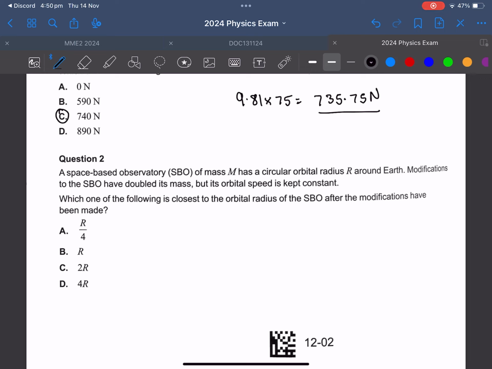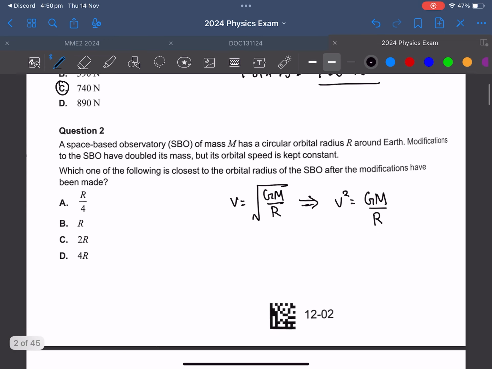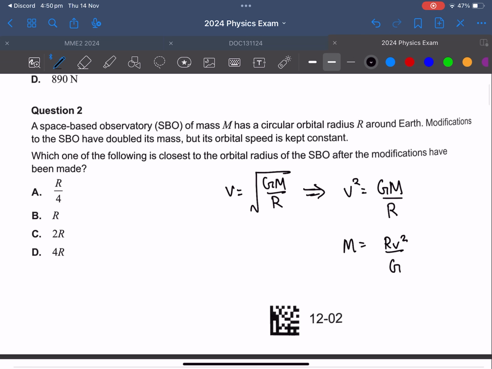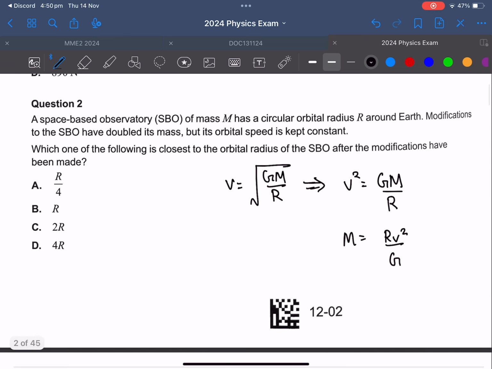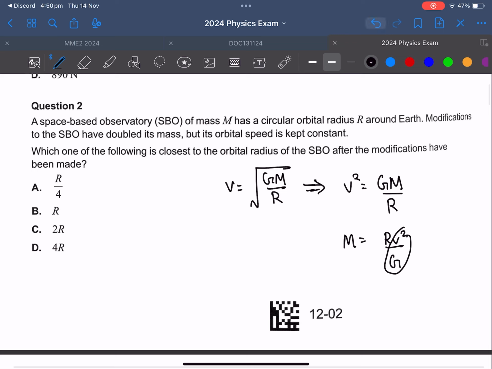Right, okay, so we can use this formula. So V is equal to the square root of GM on R, which would imply that V squared is equal to GM on R. So our mass is going to be RV squared on G. Okay, so then V squared and G are basically constant, so our proportionality will go like this.